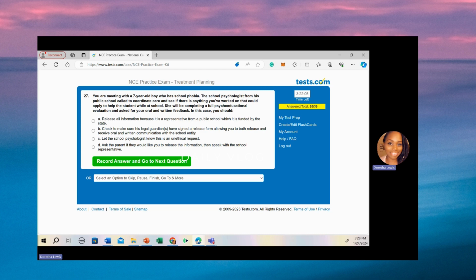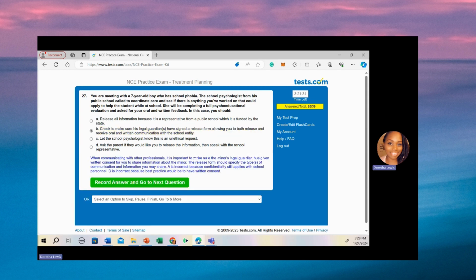In this case, you should A, release all information because it is a representative from a public school, which is funded by the state. B, check to make sure his legal guardians have signed a release form allowing you to talk to this individual to give the oral and written communication. C, let the school psychologist know that this is an unethical request. D, ask the parent if they would like you to release the information, then speak with the school representative. I'm gonna go with C.